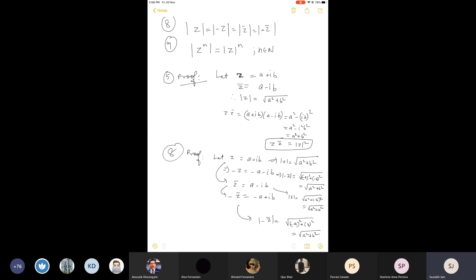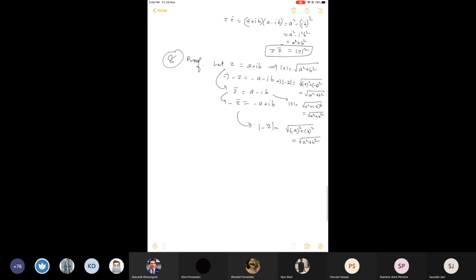Finally, the ninth property. I'll explain the ninth property and then we will solve some questions. See what the property is. This is a very important property. If we have any complex number and we have to take its power n and then take its modulus, which is your left hand side, it is equivalent to first taking the modulus and then taking the power n.